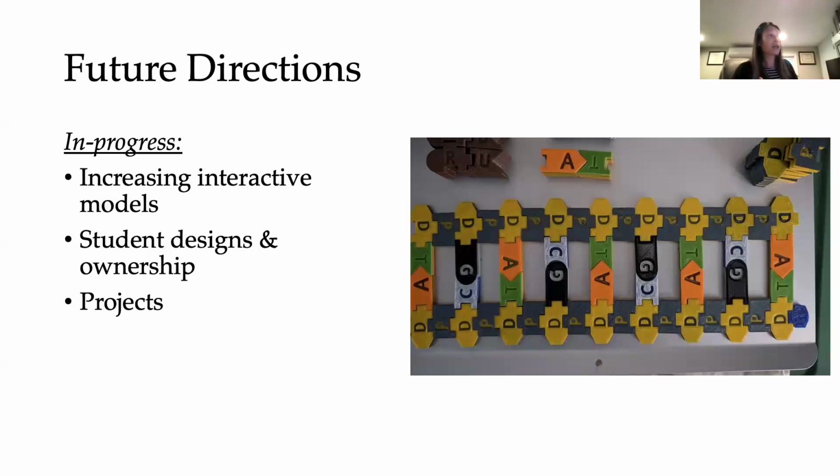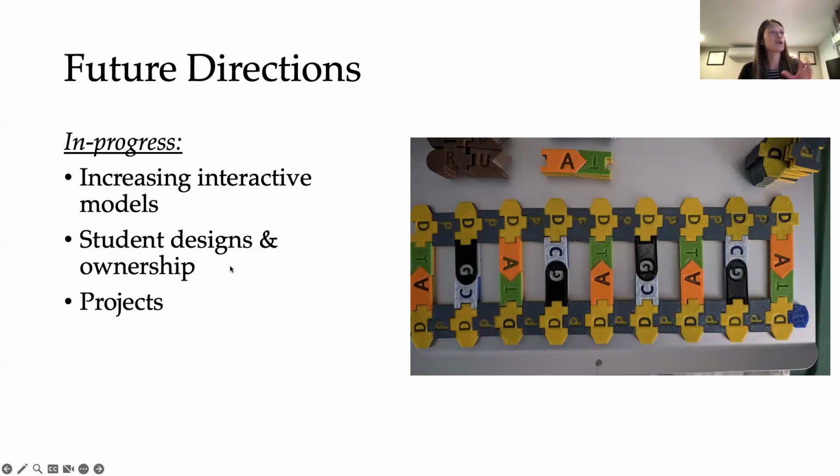Right now, for in-progress and future directions, we are increasing our interactive models. So right now we have a new DNA replication model that encompasses all of the pieces of replication, also transcription. We've also created mitosis and meiosis models, which we've just piloted and acquired some new data. So hopefully next year, I get to present more on this.